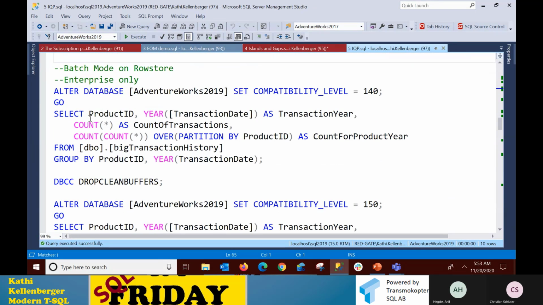Okay, here's, let's see, I have time. Batch mode on row store. So what does batch mode mean? Column store indexes were introduced, again, I'm thinking it's around 2012, and I just can't keep all this straight.